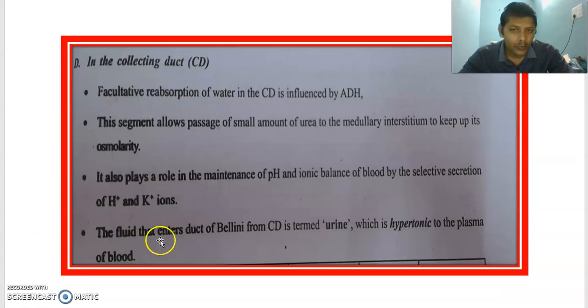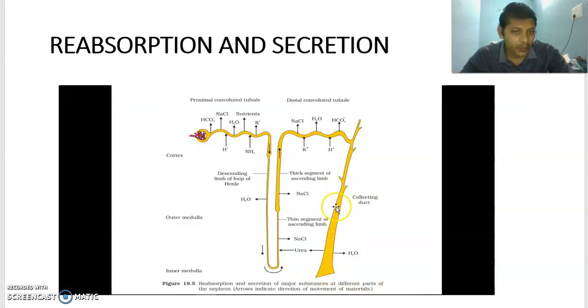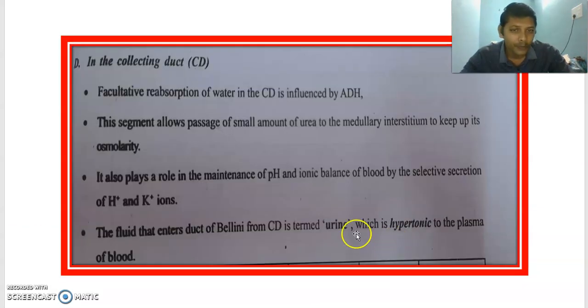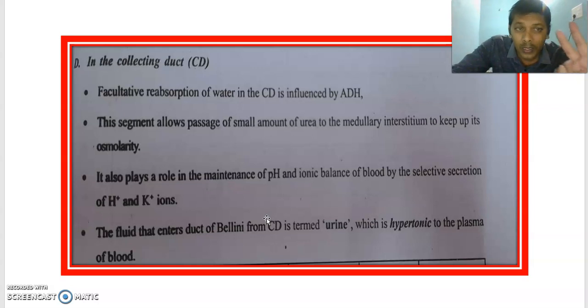The fluid that enters the duct of Bellini from the collecting duct is called urine, which is hypertonic to plasma. What is the osmolarity of blood plasma? 300 milliosmoles. What is the osmolarity of our urine? 1200 milliosmoles. That means it is hypertonic to our blood.